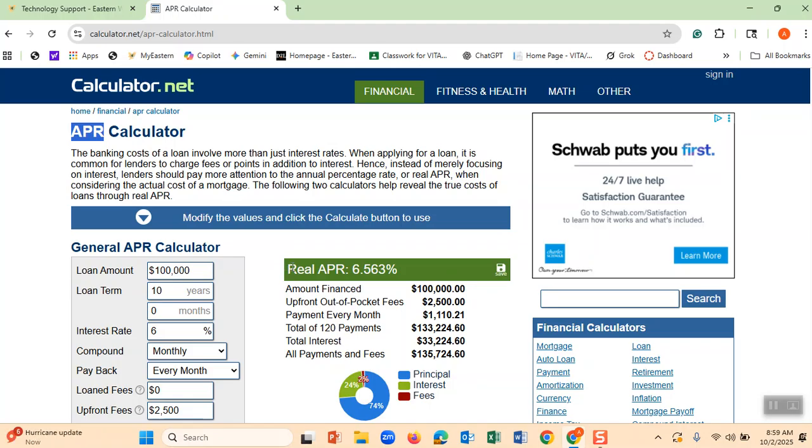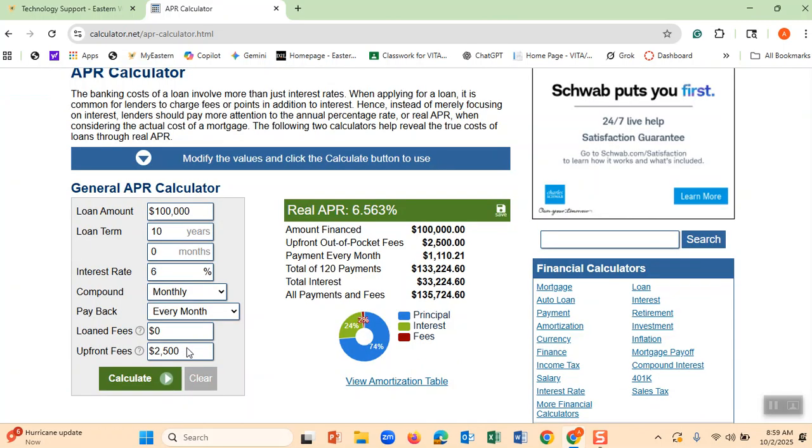Here, you see it is written real annual percentage rate. I want you to compare this one. You see it's written 6.53, but here you see 6%. We will tell you what it is. And it is monthly, and you pay back every month, and there are no fees, and the upfront fees are $2,500.